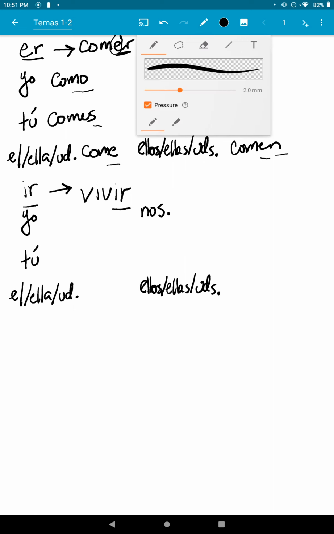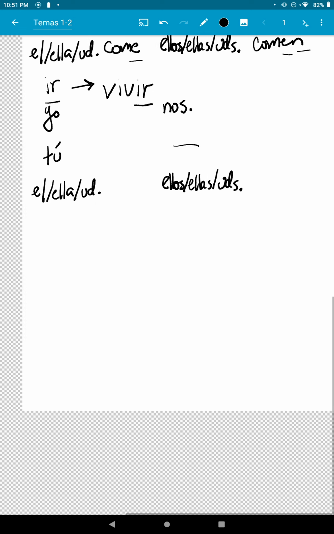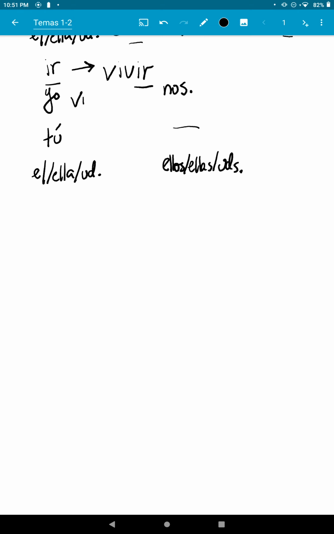So we can take our little conjugation. Yo vivo. No surprises there. Tú vives. So instead of using vivis, it changes to vives. So it kind of borrows from its neighbor, the ER verb, which is a lot more common. And then él, ella, usted vive. Again, a lot like the ER verbs. This is the only part that's tricky.